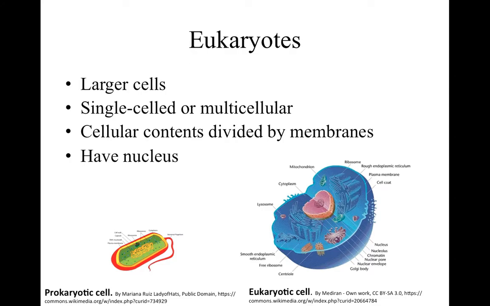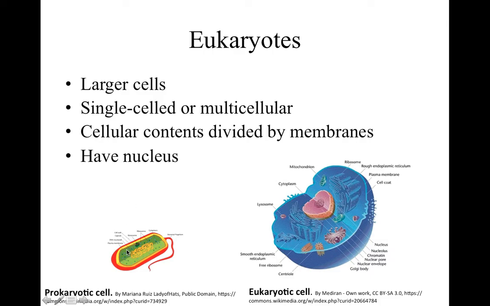The second major group of organisms are eukaryotes. So eukaryotes are all of the organisms that have larger cells. They may be single-celled or multicellular. And unlike prokaryotes, their cellular contents are divided by membranes.